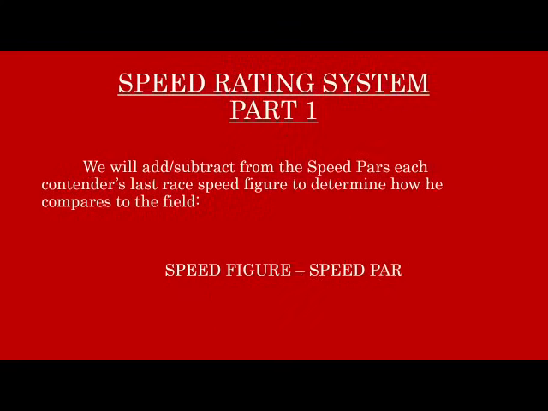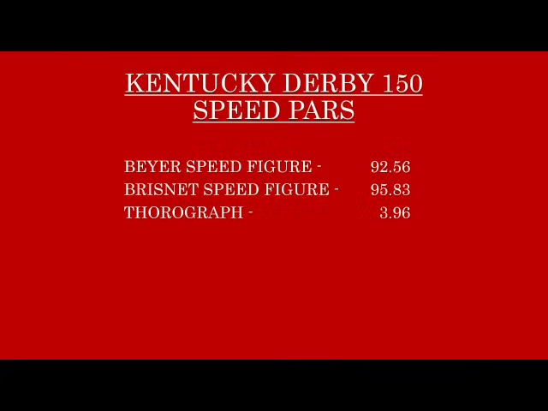And for part one, what we're going to do is add and subtract from the speed pars each contender's last race speed figure to determine how he compares to the field. So for all the contenders, their last race, whatever their speed figure is, Beyer, Thoroughgraph, Brisnet, we will subtract it from the speed par. And that is the average of all the contenders' last races' speed figures. And from that, we'll get the difference, positive or negative. And so we've done the averages.